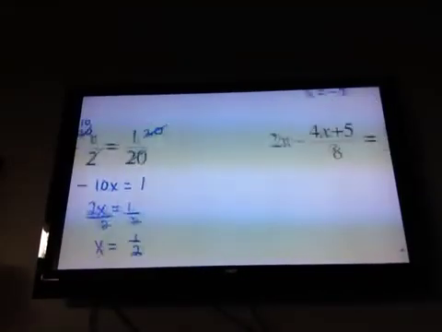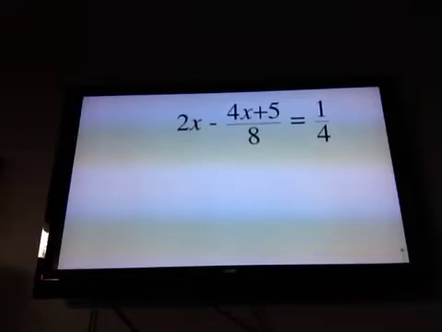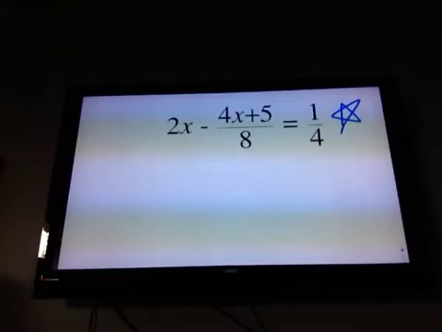Okay, on this next one, 3 terms. This is a really commonly missed one, so I'm going to make sure I point out where that is. I'm going to star it. Okay, LCD, least common denominator, is 8. So every term by 8.